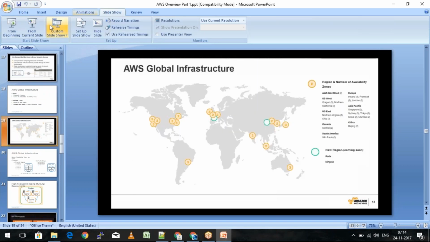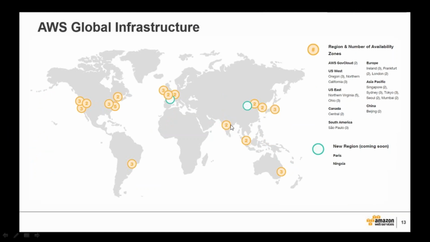In this world map, we are able to see that there are a lot of circles, and each circle is basically a region where Amazon has set up its infrastructure. Inside each circle, you see certain numbers, that is 2, 3, or sometimes 5. Each of these numbers represents the availability zones. Now, what is an availability zone? An availability zone is basically a data center.